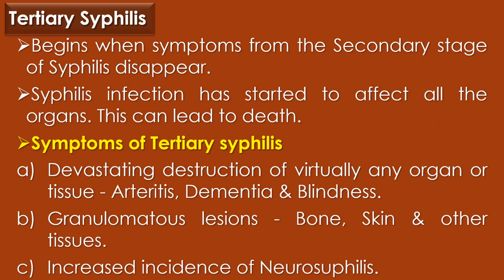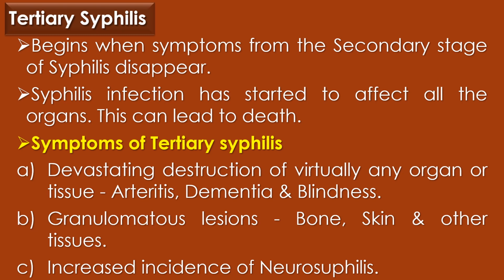Tertiary syphilis. Tertiary syphilis begins when symptoms from the secondary stage of syphilis disappear. Syphilis infection has started to affect all the organs. This can lead to death. There are three symptoms of tertiary syphilis.